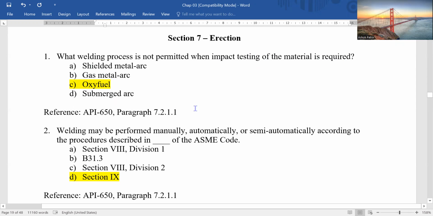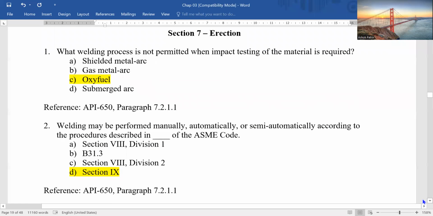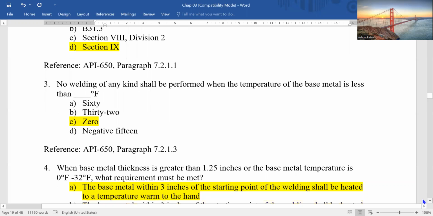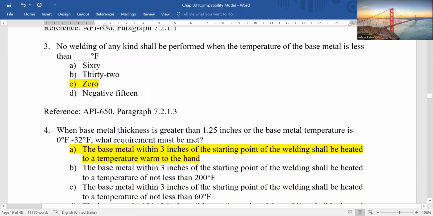Paragraph 7.2.1.1. Welding may be performed manually, automatically, or semi-automatically according to the procedure described in Section 9 of the ASME code. This is API 650, paragraph 7.2.1.1. No welding of any kind shall be performed when the temperature of the base metal is less than 0 degrees Fahrenheit. This is paragraph 7.2.1.3. Even 653 says so, so you have to follow this. You can see everything there, but this is a combination of things.